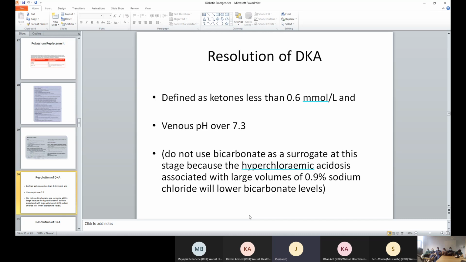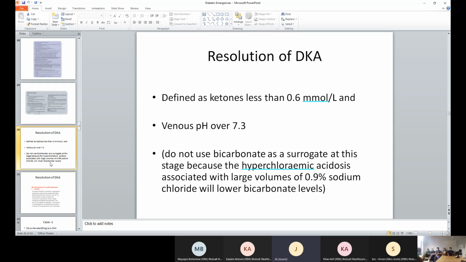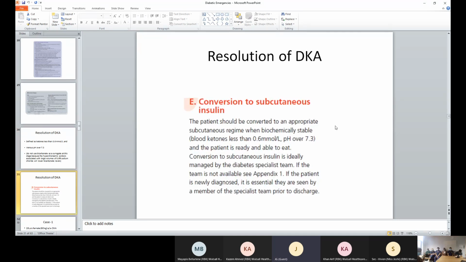In that case, you are going to convert the fixed rate into a variable rate insulin infusion. That's another important learning. This is what it says: the conversion to subcutaneous insulin. If they're able to eat and drink, they need to go immediately. But if they're not able to eat and drink, okay.